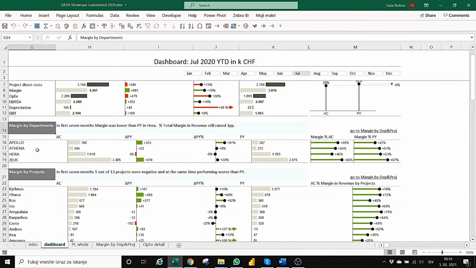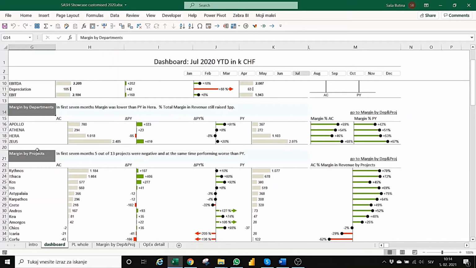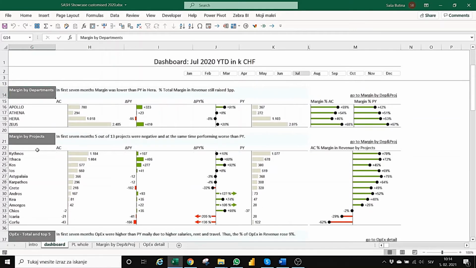Okay, now it's time to slowly go a bit further and look at the margin by departments and projects, which is shown in these two charts. Here we have those 4 blue departments, if you remember from the organization chart, and we can see that 2 of them performed much better than the previous year, 1 performed 8% better, and 1 performed worse.